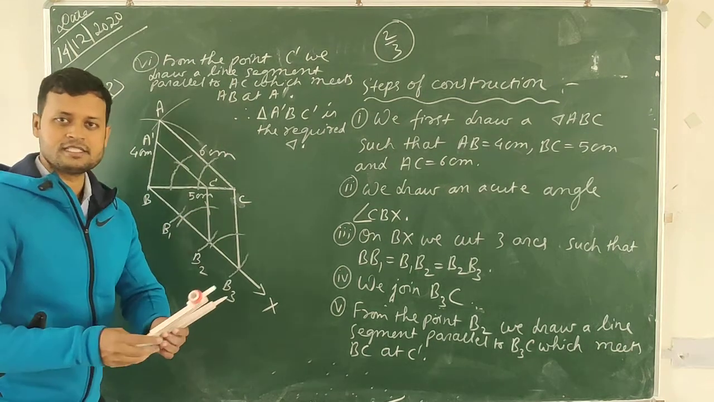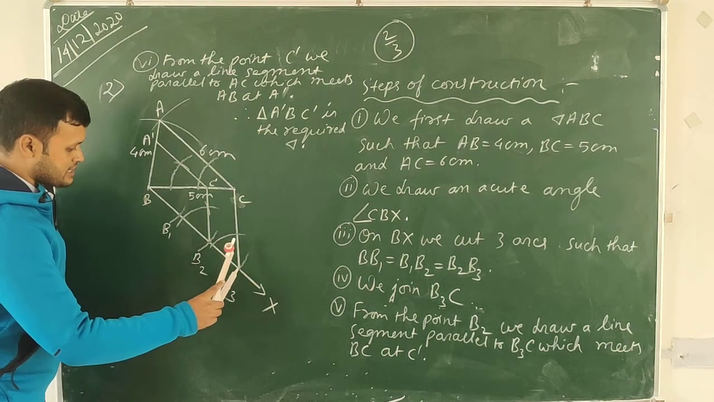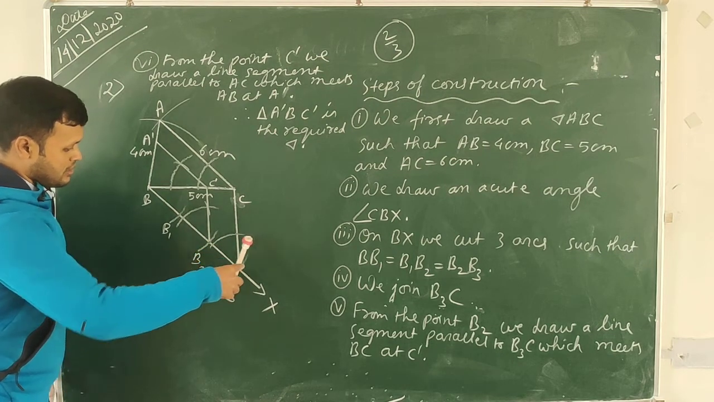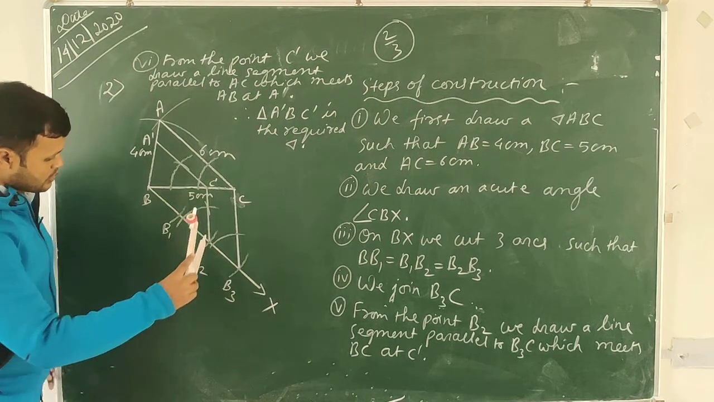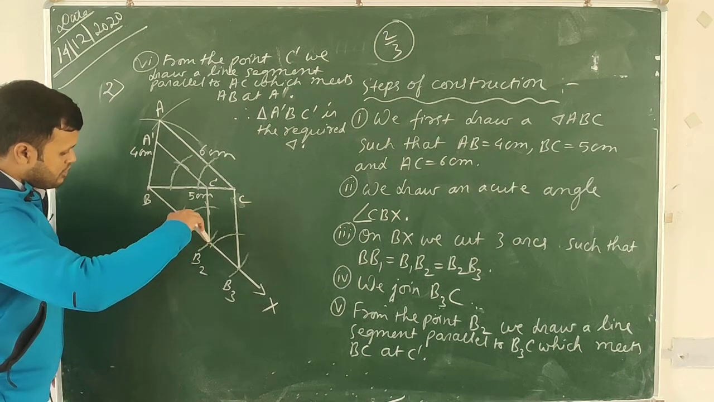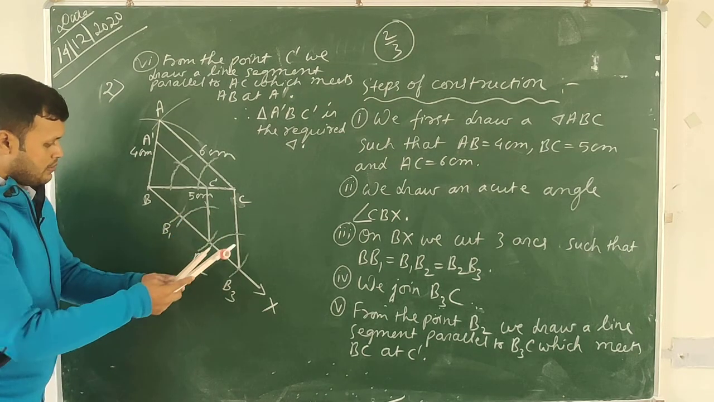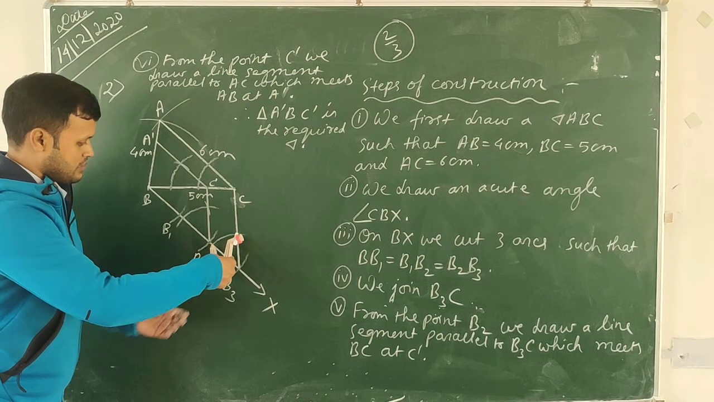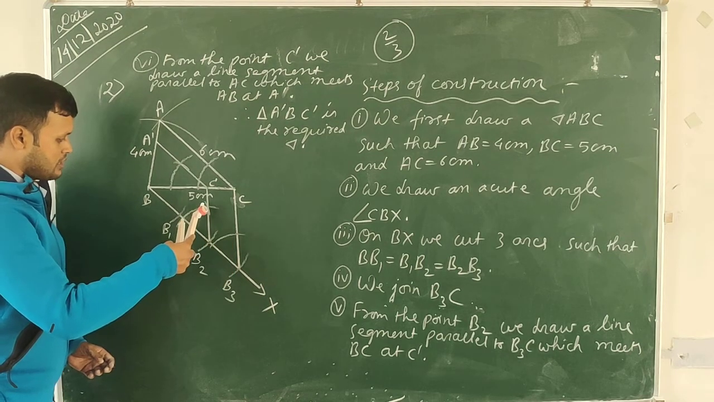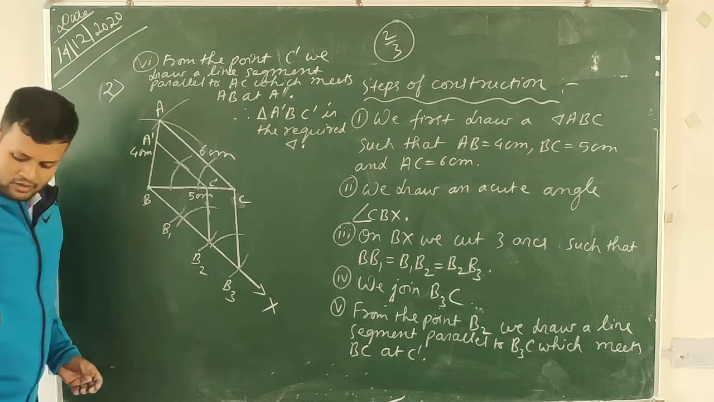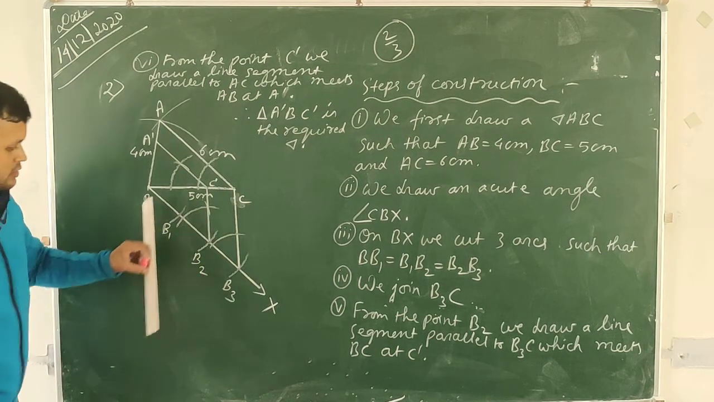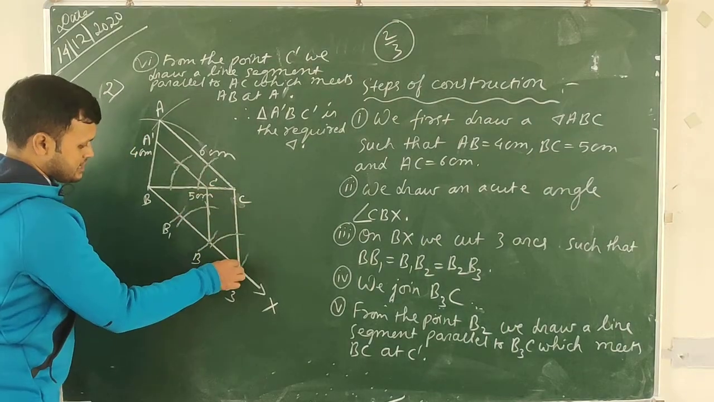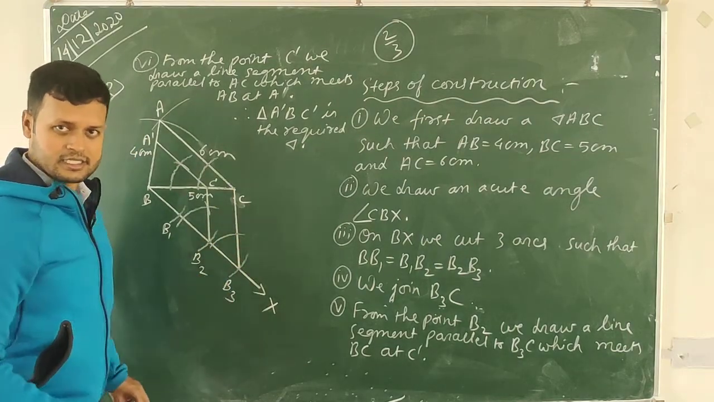So how should we draw this? Let us take B3 as the center. From the point B3 we take any suitable radius and draw an arc. Then with the same radius from the point B2 we draw one more arc. Now we measure this part, this much, and from here we cut one arc like this. Now we join from the point B2 to this point. Now you see B2C dash is parallel to B3C, isn't it?